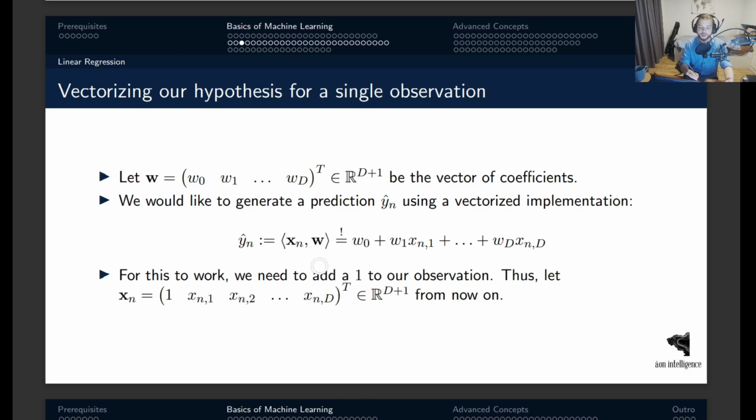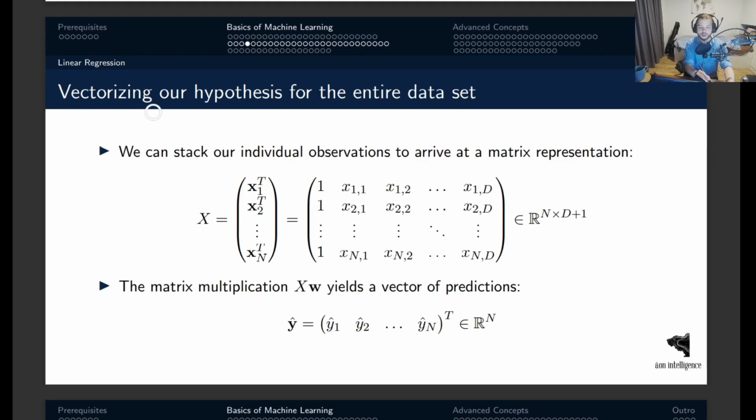And now, since both vectors have the same dimensionality, we can calculate their inner product. Just as a side note, we want this vectorized implementation because calculating inner products is much more efficient in your computer than calculating sums iteratively. And now we want to vectorize our hypothesis, our model, for the entire dataset, not just for one observation.